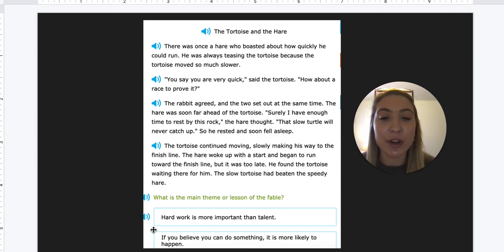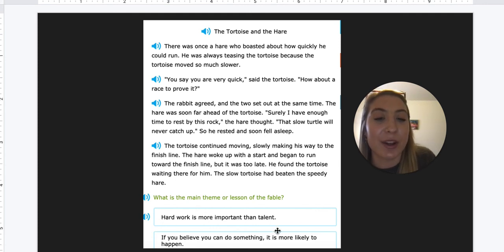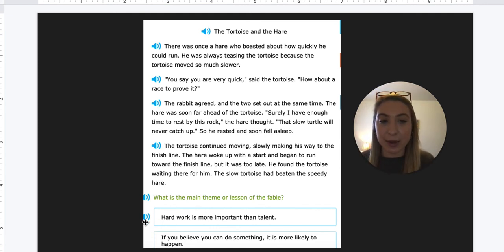So if you believe you can do something, it is more likely to happen. Well, the tortoise never sat there saying, "I believe I can win." The tortoise just said, "How about a race to prove it?" And the hare kept believing he could win, but then he didn't. So this wouldn't really apply to the lesson that we can learn from this. Hard work is more important than talent would be the lesson we can learn and apply to our lives.